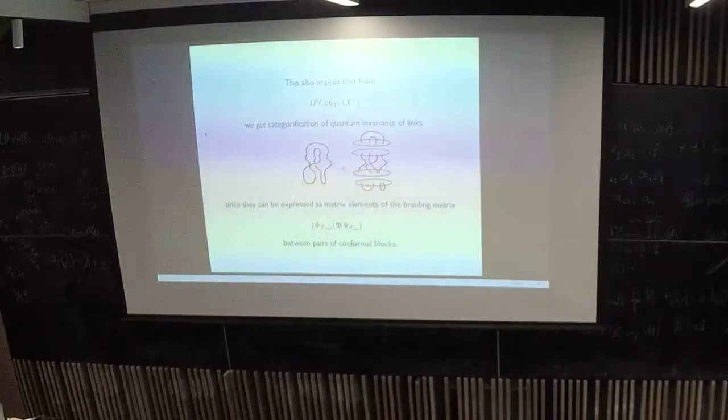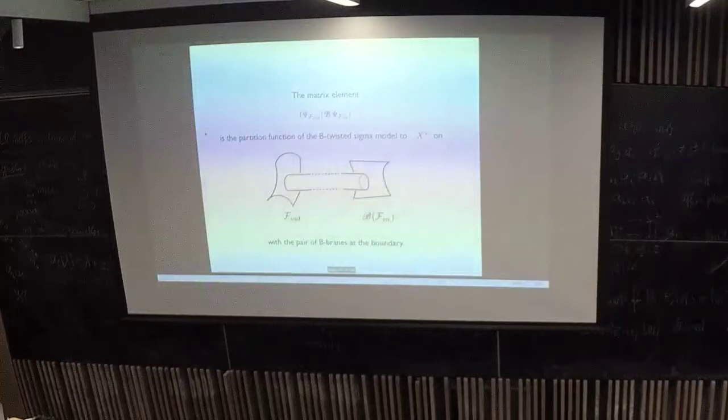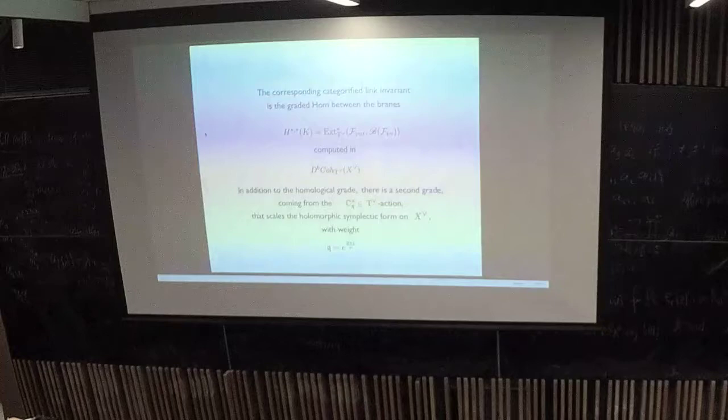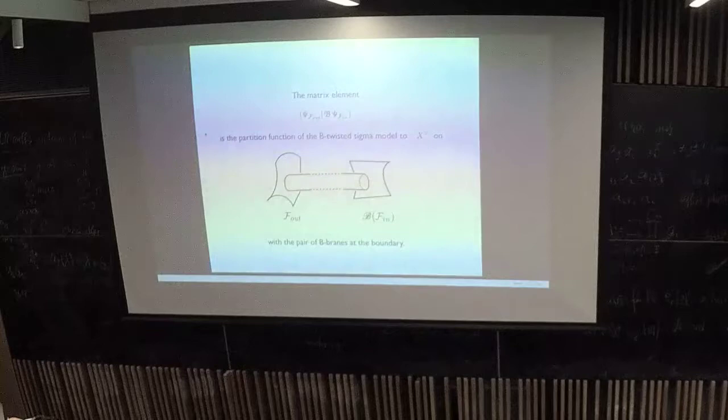And what you find is that the matrix element is the partition function of a B-twisted sigma model on X-check with a pair of B-branes at the boundary. It's B-twisted because the boundary condition is B-type; because the branes pick out the B-supersymmetry on the annulus, you actually have a B-type sigma model. But categorification is just cutting the cylinder open along the circle.